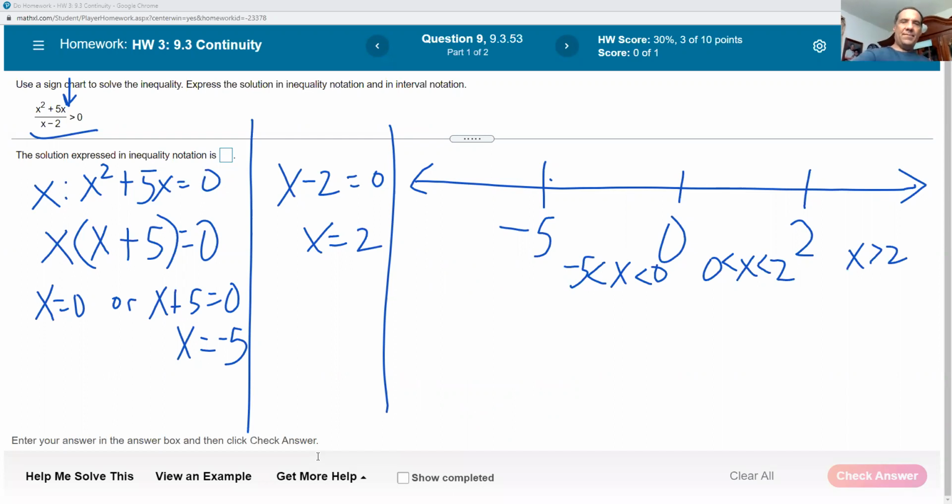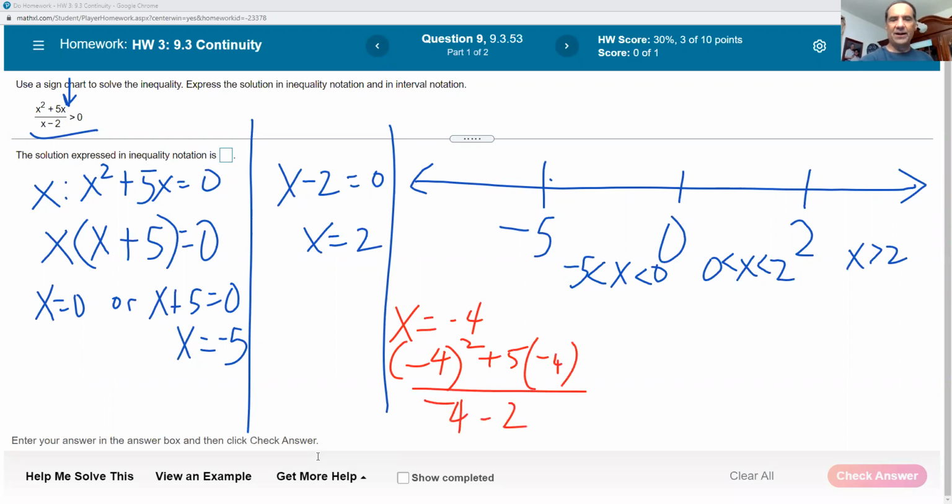Now, I'm going to choose another value like -4 for x. In the case of -4, I get a situation that's going to be negative on top and negative on the bottom. That's going to lead to a positive. And that's going to satisfy the inequality. So this interval is an answer. And remember, if you're having trouble following this, I would just go back and watch it again. That's what's so cool about YouTube.